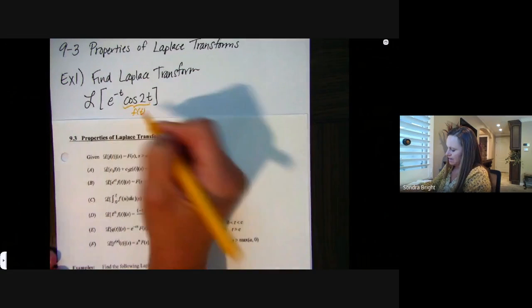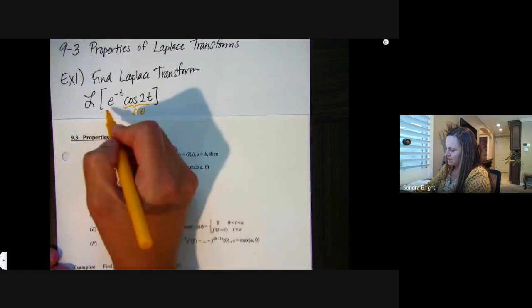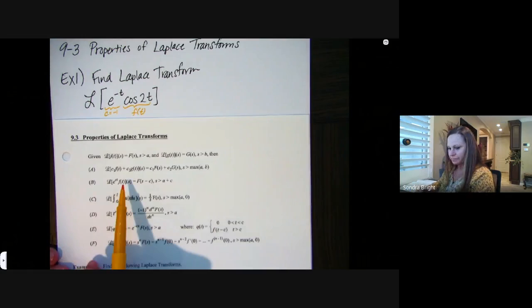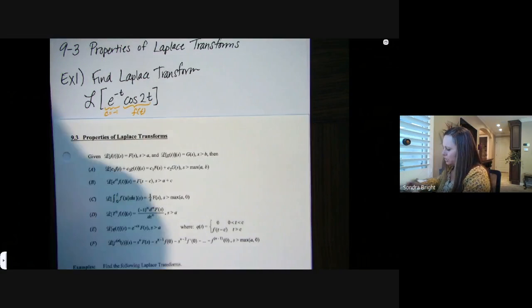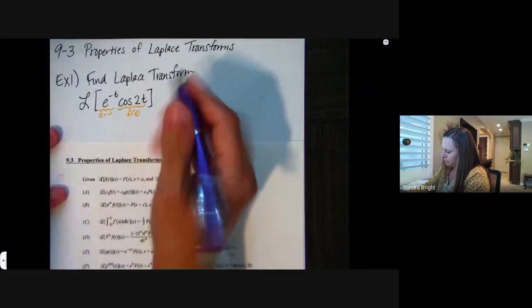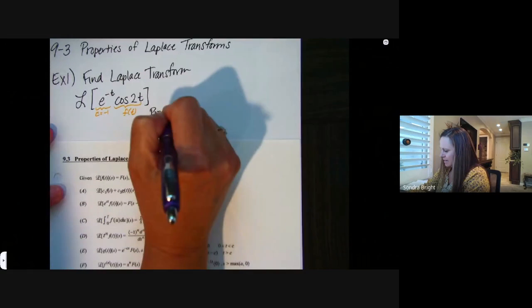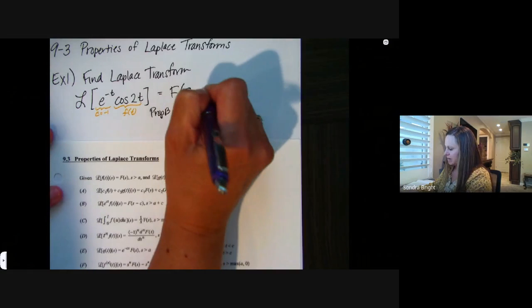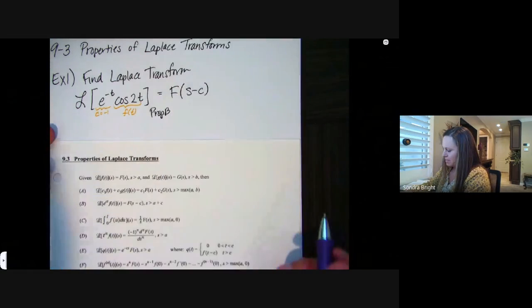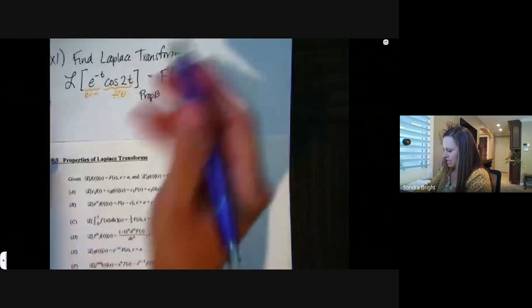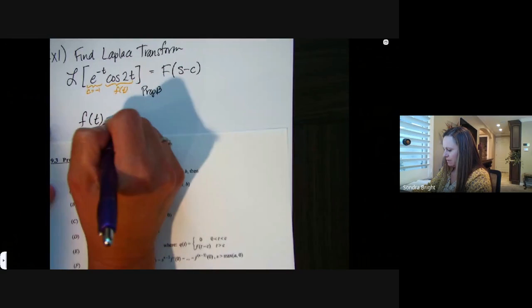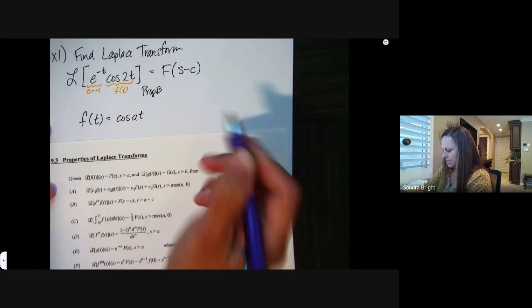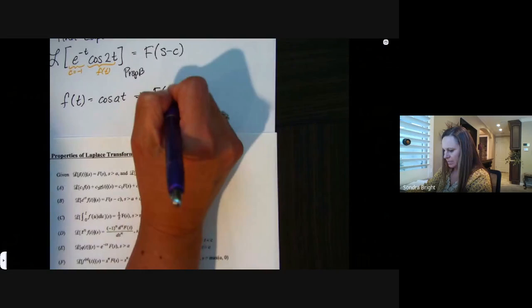Do you see that if you let c equal -1, this is property B? Which means that it's equal to big F of s minus c. Keep in mind that your f of t is cosine of at. When it's equal to that, do you remember that the Laplace transform of this is s over s squared plus a squared?